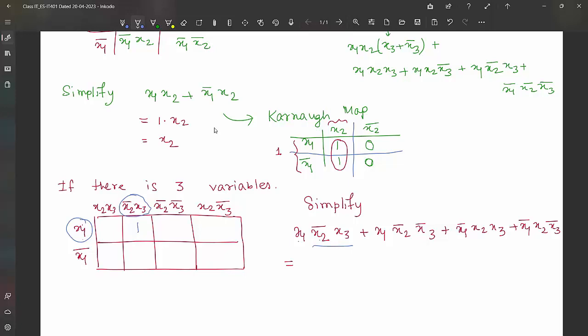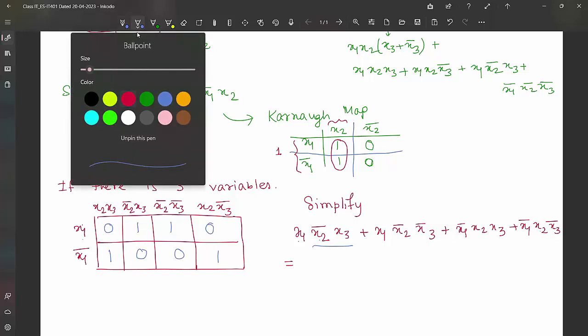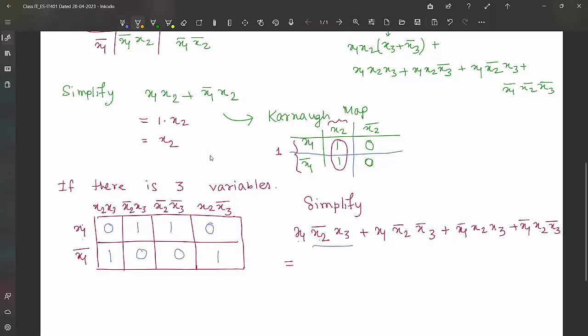Okay, after that x1 x2 bar x3 bar, that means the next box, put it 1 also. After that x1 bar x2 x3, put it 1. And then x1 bar x2 x3 bar, put here 1 also, and fill the other boxes with 0. Now what do we have to make? We have to make the pair.